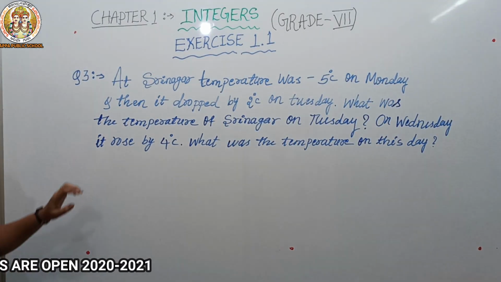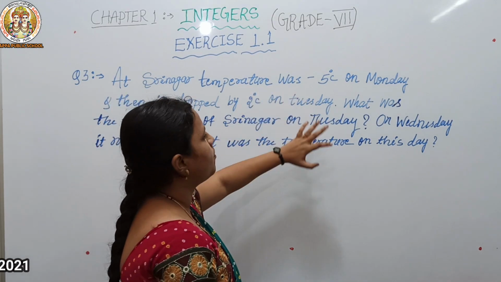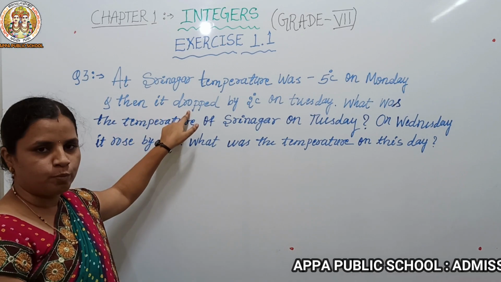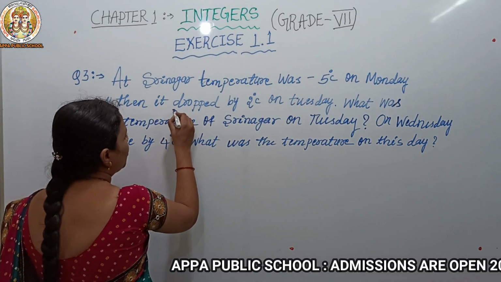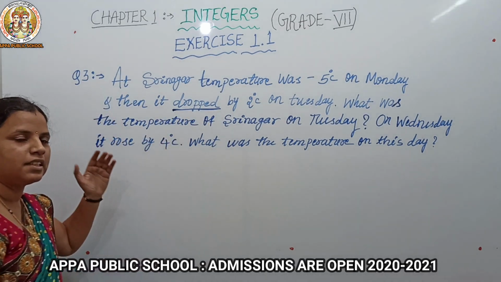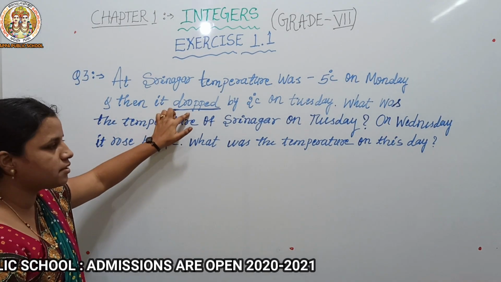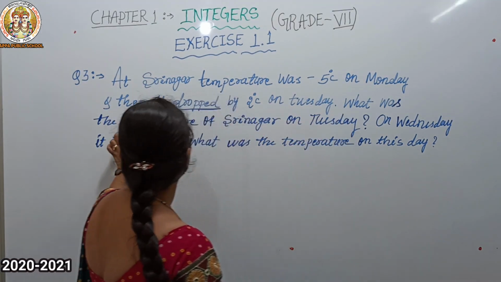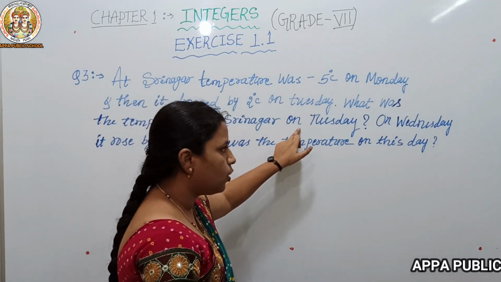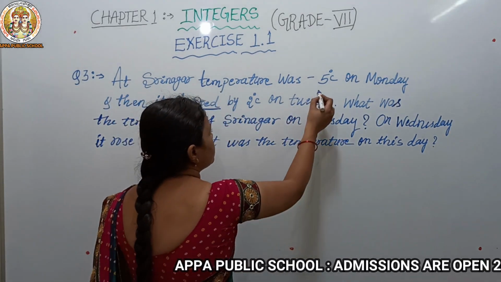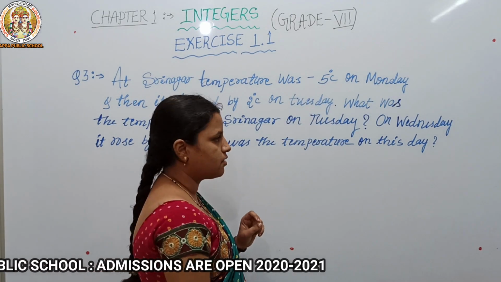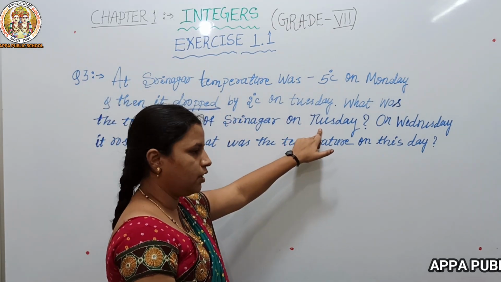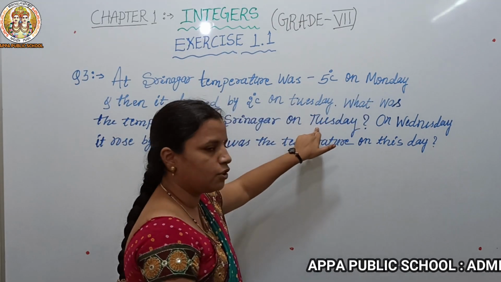Next, third question. At Srinagar, temperature was minus 5 degrees Celsius on Monday and then it dropped. See children here, dropped means it is decreased. Meaning of dropped is decreased by 2 degrees Celsius on Tuesday. What was the temperature of Srinagar on Tuesday? So Monday the temperature was minus 5 degrees Celsius. So it dropped by 2 degrees Celsius. The next day's temperature we have to calculate here, that is Tuesday, after Monday.